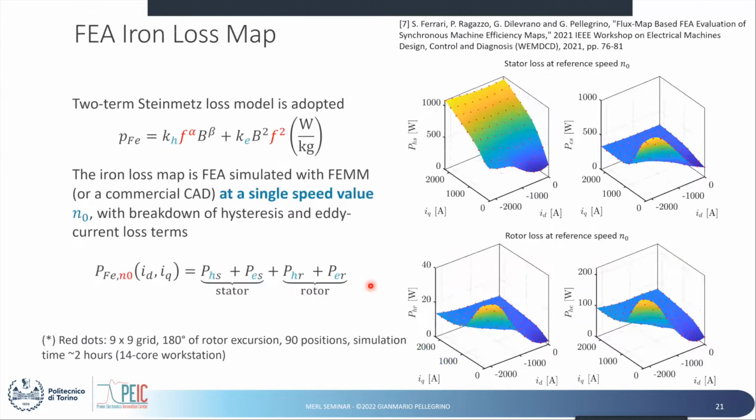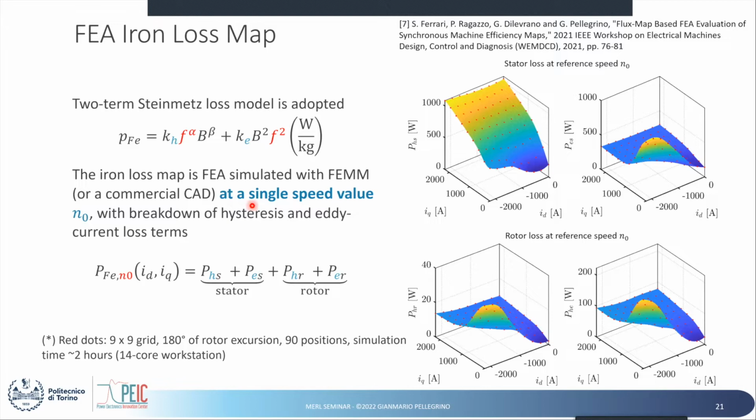Then we have another mapping to do, the finite element evaluation of iron loss. We have our method to make it quick. So we simulate another grid of Id, Iq points. Normally we use fewer points of simulation, so a grid which is coarse with respect to the one we use for flux linkage, but we use a more refined, let's say, time step or angle step, and a larger time span, to be accurate in calculating finite element iron loss. But we do this at a single speed value.